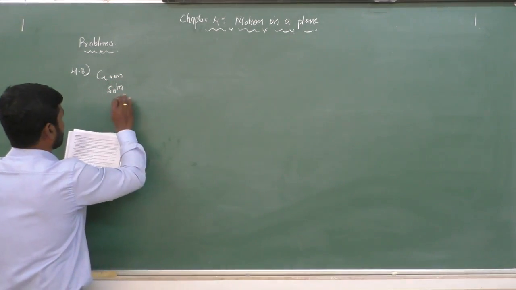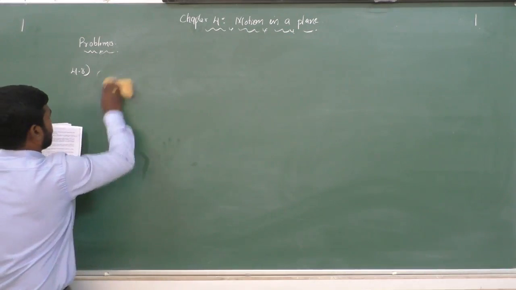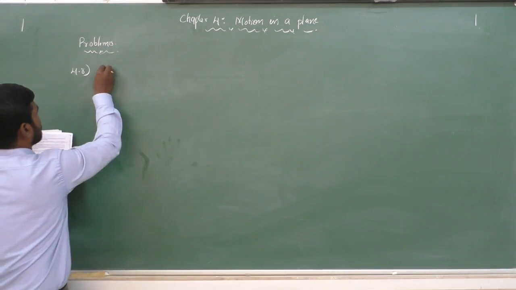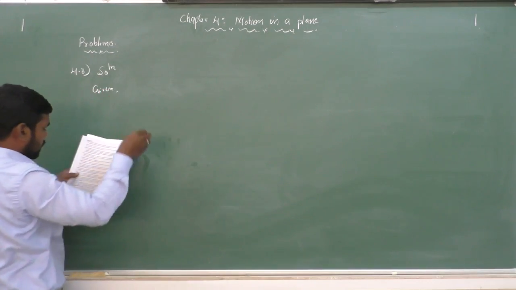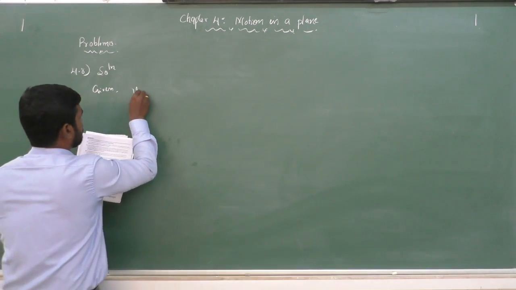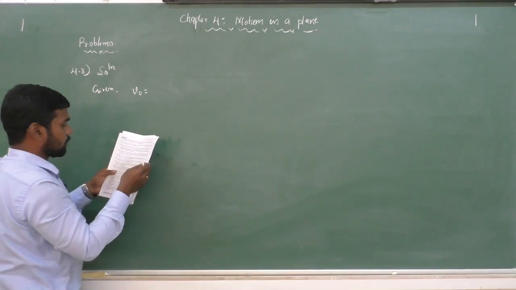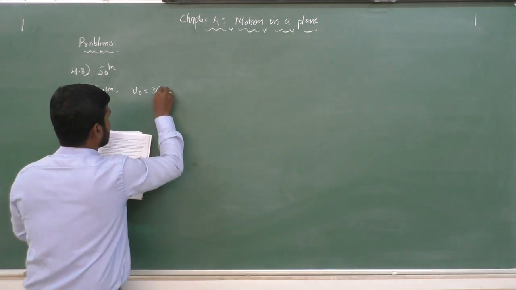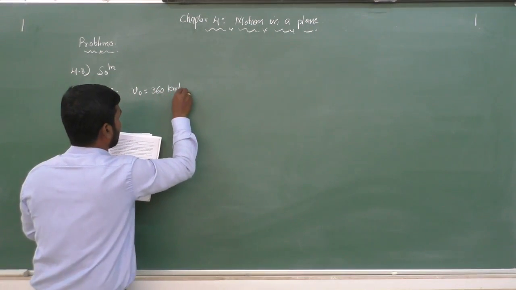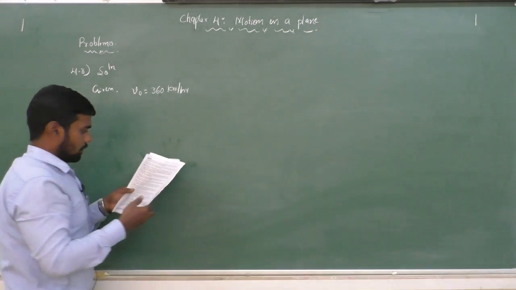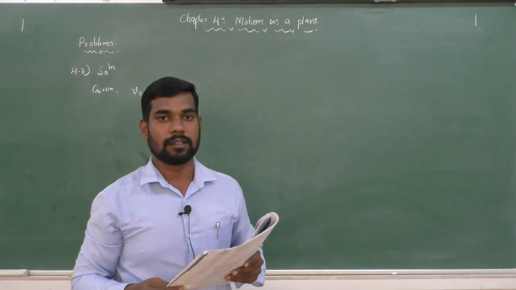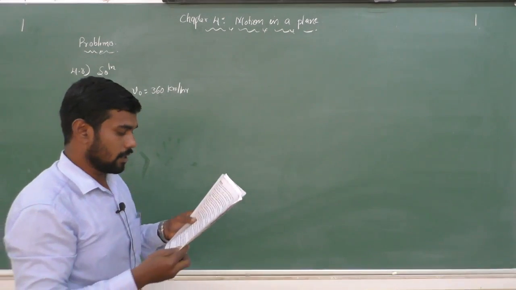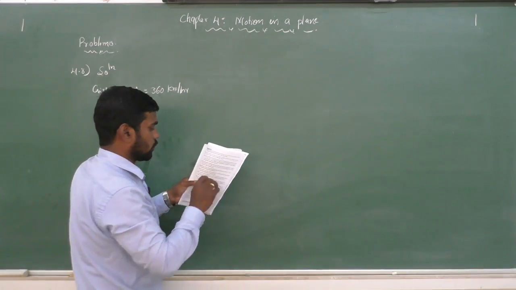Solution. Here the horizontal speed, we'll consider it V0. That one is 360 km per hour. So then what else is given? The aeroplane is at a height of 2 km.